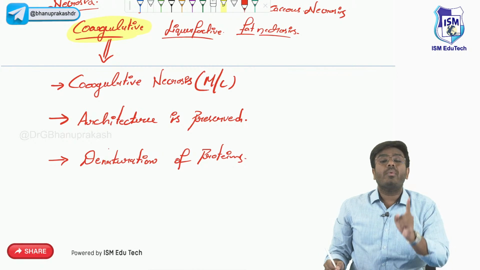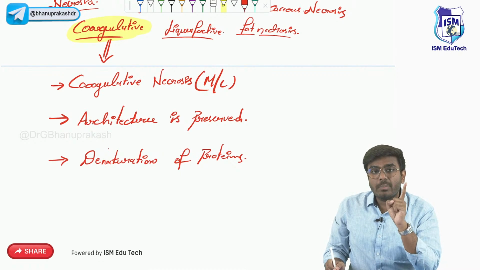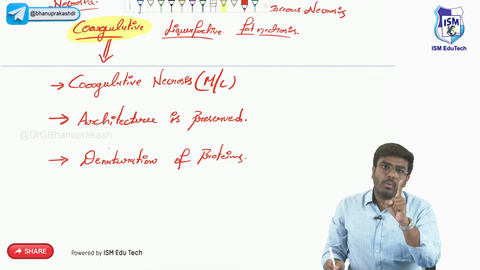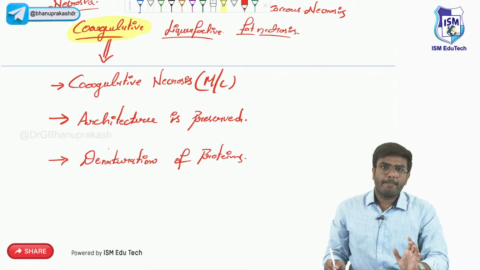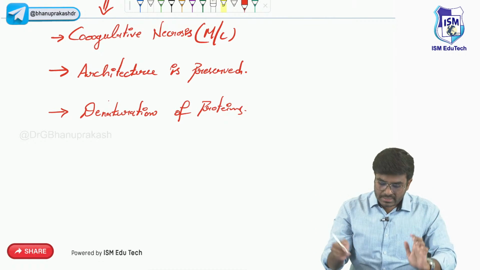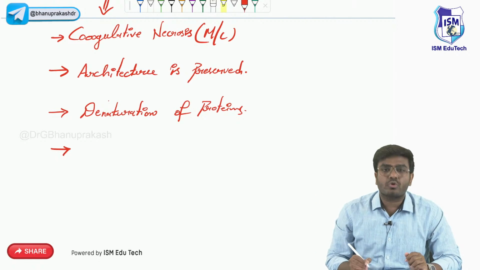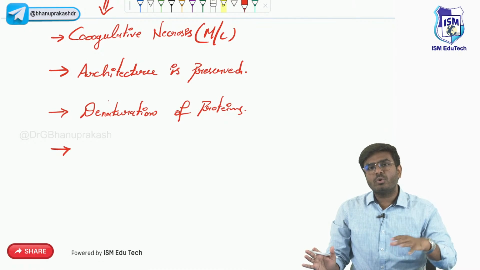Denaturation of proteins happens in which type of necrosis? Coagulative necrosis. In which type of necrosis is cell architecture preserved? Coagulative necrosis. What is the most common type of necrosis? Coagulative necrosis. Now all the cells are dead. If you look under the microscope, we are not pathologists, right? We are doctors.